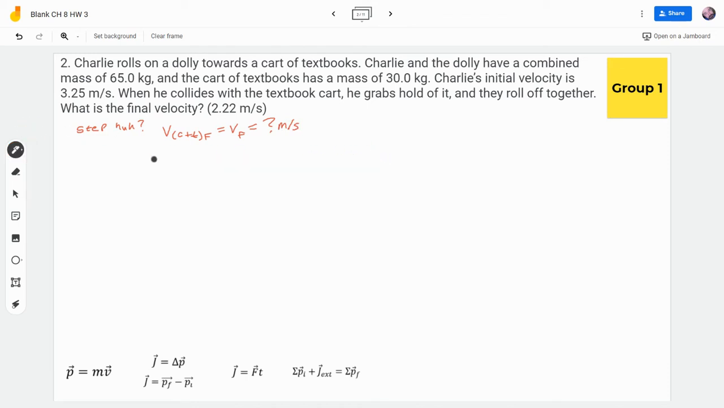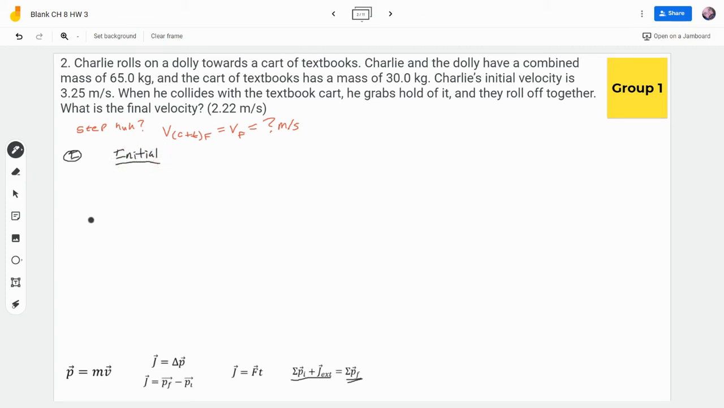Now, when you're doing a conservation of momentum problem, and in fact, when you're doing any kind of conservation law problem, your step one is to make a sketch, but you're actually going to make two sketches. You want to make an initial sketch, which matches with the left side of the equal sign here, and then you want to make a final sketch, which matches with the right side of the equal sign. So our initial sketch, what have we got going on here?